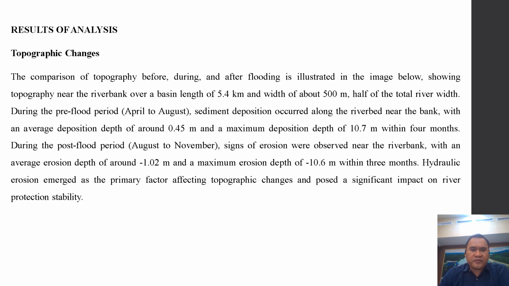During the pre-flood period, April to August, sediment deposition occurred along the riverbed near the bank, with an average deposition depth of around 0.45 meters and a maximum deposition depth of 10.7 meters within 4 months. During the post-flood period, August to November, signs of erosion were observed near the riverbank, with an average erosion depth of around minus 1.02 meters and a maximum erosion depth of minus 10.6 meters within 3 months. Hydraulic erosion emerged as the primary factor affecting topographic changes and posed a significant impact on river protection stability.